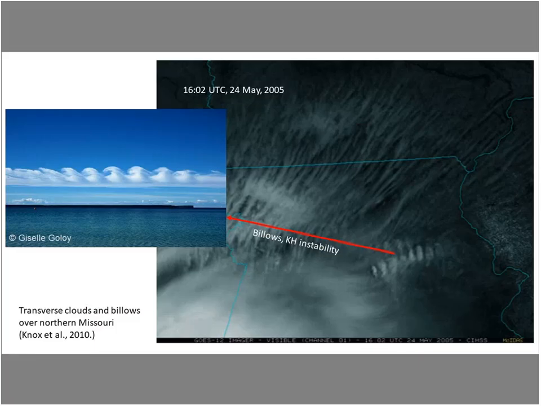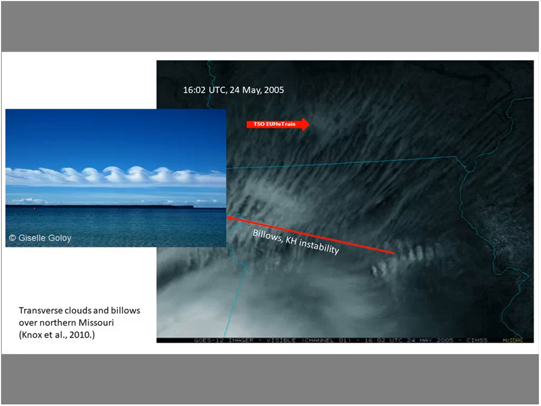Some more images about transverse clouds and billows. So you can see here above America, it says here that over northern Missouri, you have a huge area of transverse clouds. So this basically means quite a turbulent area, possibly turbulent area.